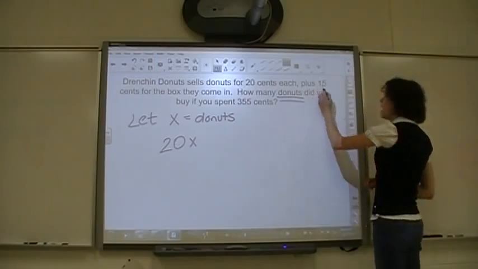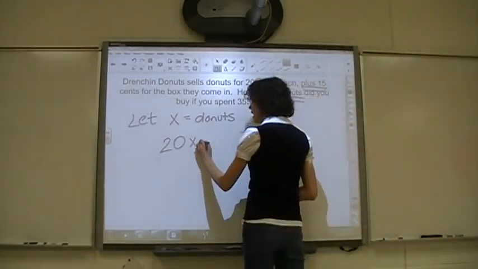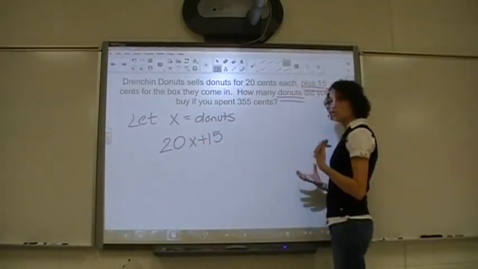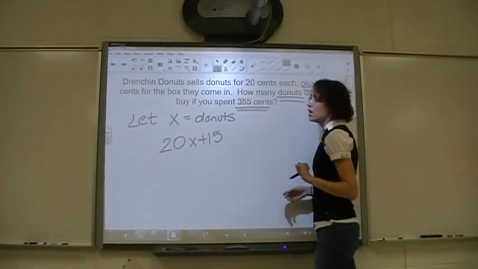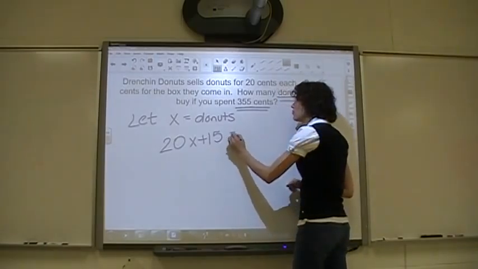Then you want to add 15 cents for the box that they come in. So all you have to do is just add 15. Then it says your total amount that you spent is 355 cents. So the amount for the donuts plus the 15 cents is going to equal your total of 355.